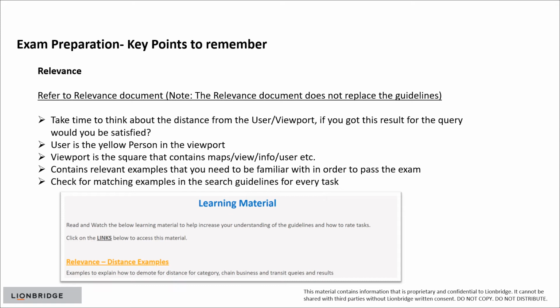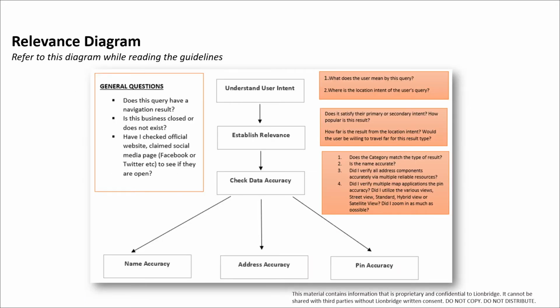The relevance document contains relevant examples that you need to be familiar with in order to pass the exam. Please check for matching examples in the guidelines for every task. Relevance is a very important part of the exam, and we really would like you to understand relevance for answering questions in the exam. The only way to understand relevance is to read and refer to this diagram while reading the guidelines. This diagram can be found in the guidelines, section 1.2, Rating Workflow.